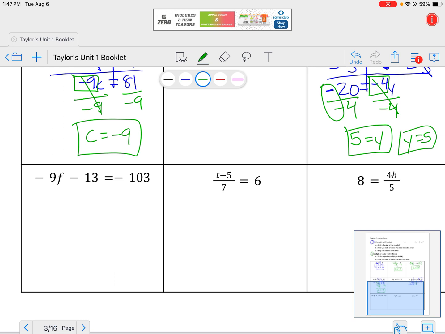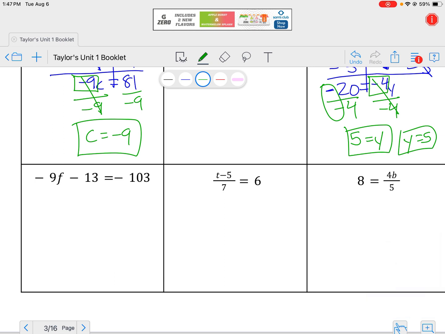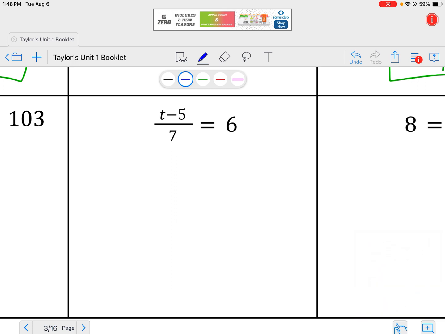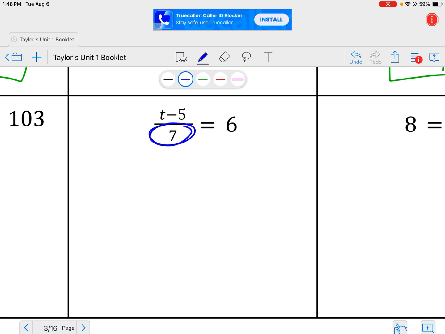All right, I'm going to have you do this next one on your own and check it with the class notes. And then finally, we're going to do this one here. So I need to get rid of the number on the bottom. Again, this one, technically it's a constant, but we're going to have to multiply or divide it. So the opposite of division is multiply. So I'm going to multiply by 7. That's going to cancel out this 7.